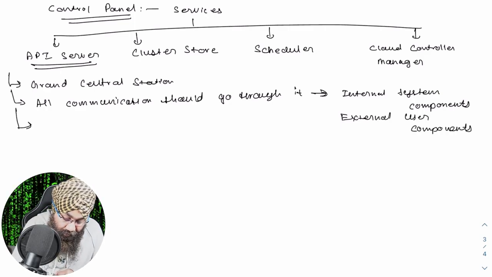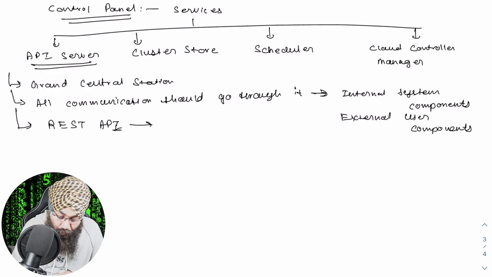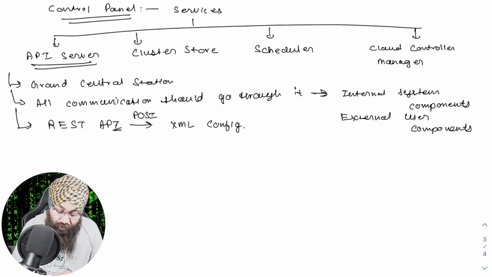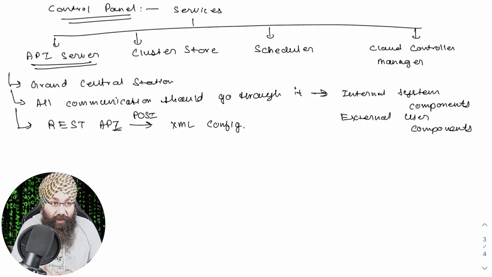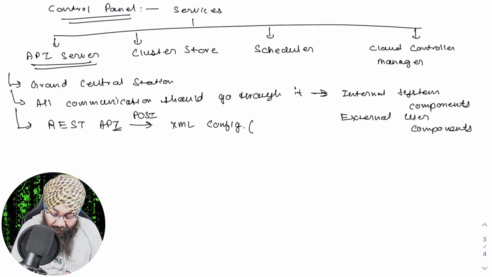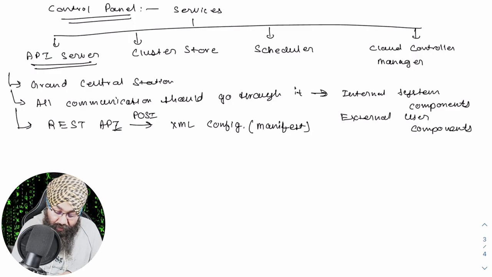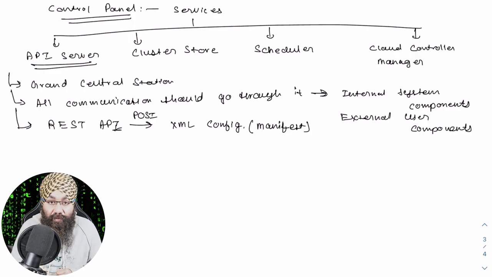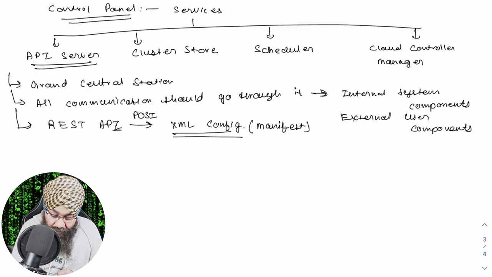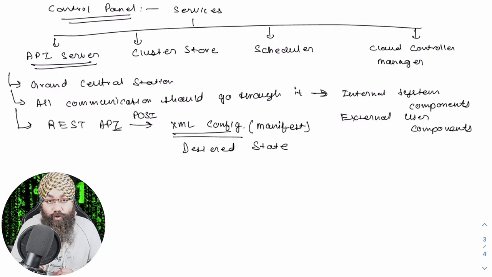So it has a REST API. What you can do is post your XML configuration files to the REST API. These configuration files are also called manifest files. So what do you define in these XML configs? You define the desired state. What do you mean by desired state?